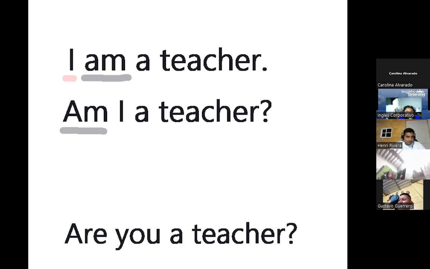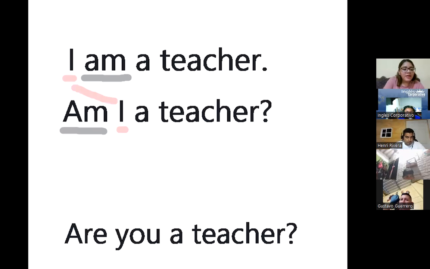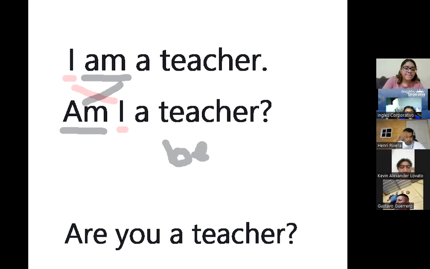Para las preguntas, el verbo to be va al principio. Solo con am se puede hacer ese cambio, ¿verdad? Am I a teacher? Con todos vamos a hacer el cambio. Siempre el verbo be tiene que iniciar para hacer preguntas. Dígame el verbo be. ¿Cuál es el verbo be? The verb be. To be.